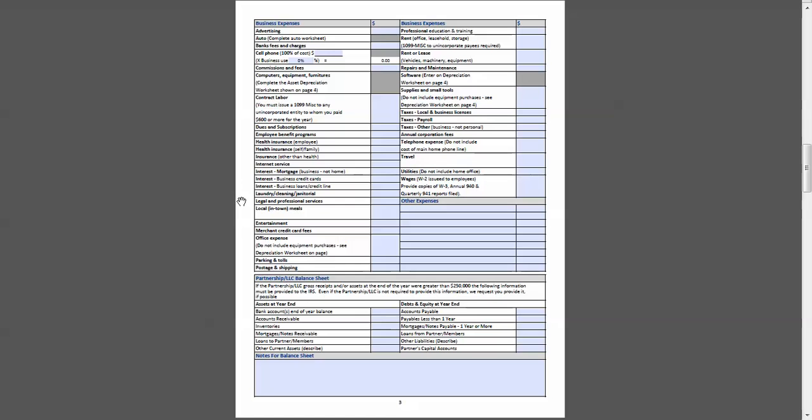If the business's gross receipts at the end of the year is greater than or equal to $250,000, or if total assets at the end of the year were greater than or equal to $1 million, a balance sheet is required to be reported on your tax return. If you meet any one of those requirements, complete the balance sheet at the bottom of the page.